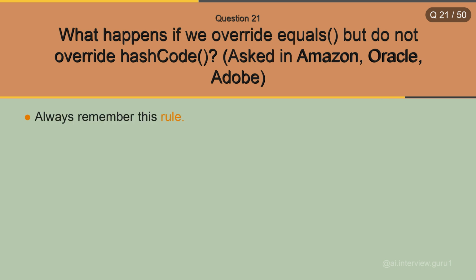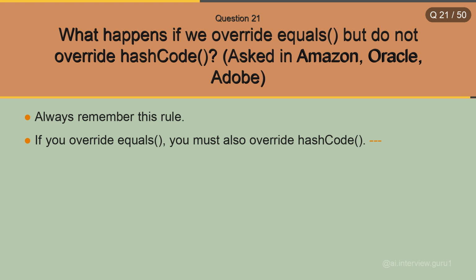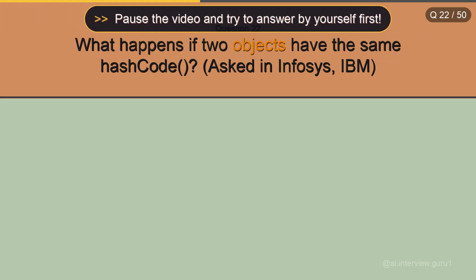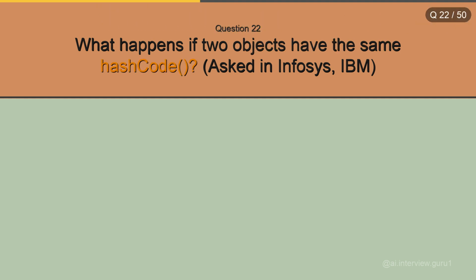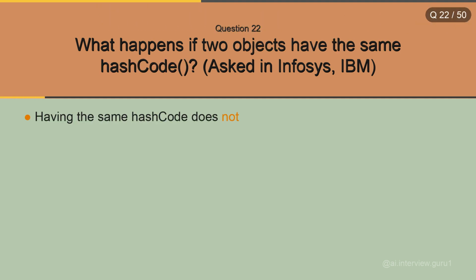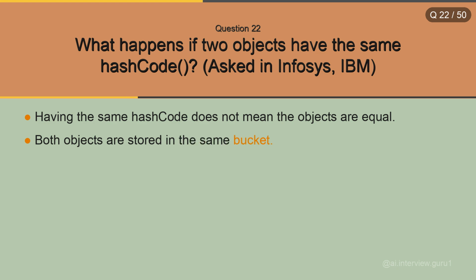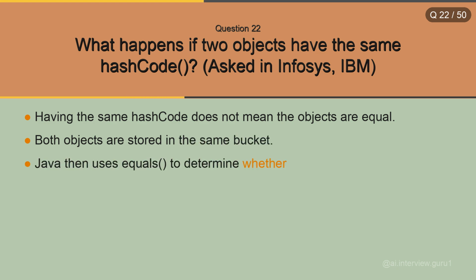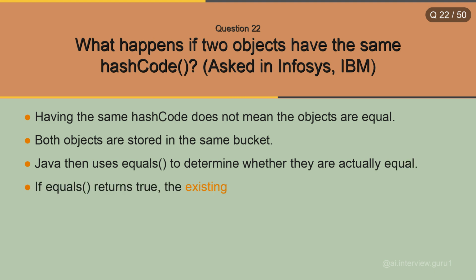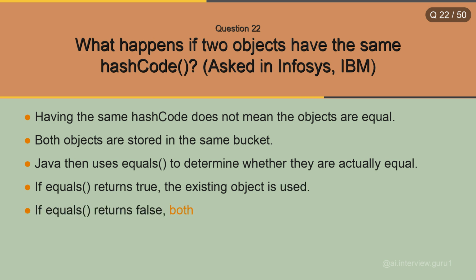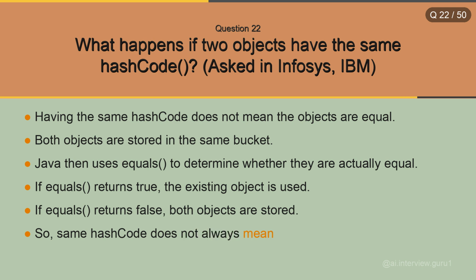Always remember this rule. If you override equals, you must also override hash code. What happens if two objects have the same hash code? Having the same hash code does not mean the objects are equal. Both objects are stored in the same bucket. Java then uses equals to determine whether they are actually equal. If equals returns true, the existing object is used. If equals returns false, both objects are stored. So, same hash code does not always mean duplicate objects.